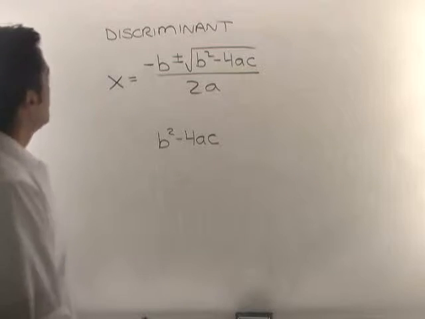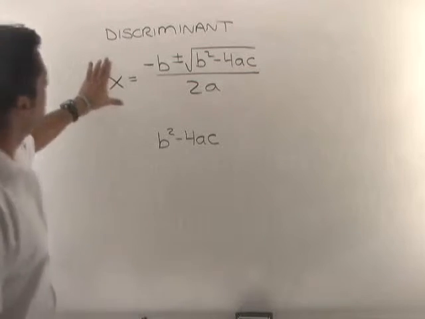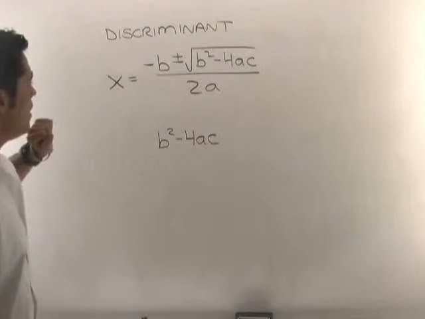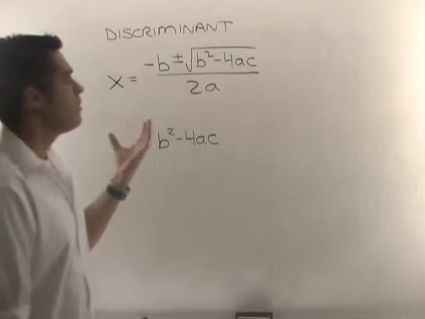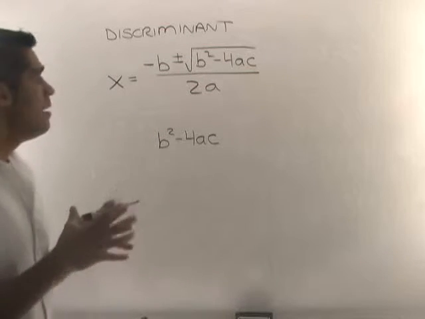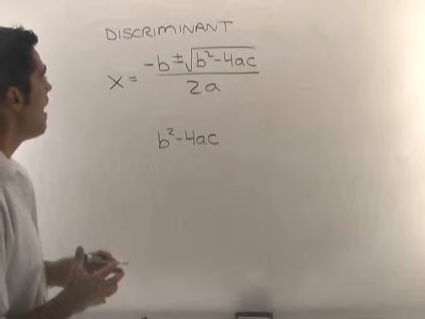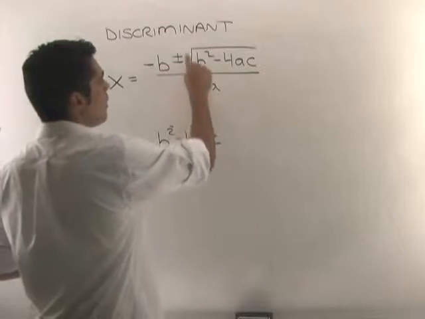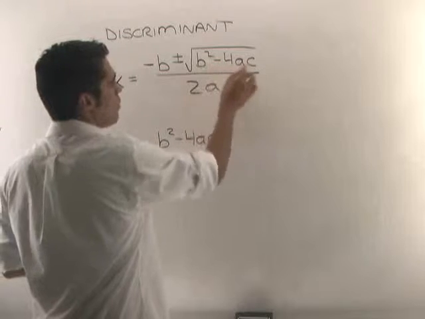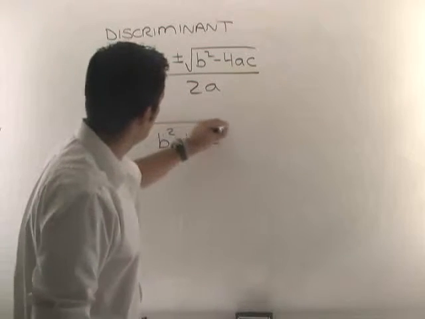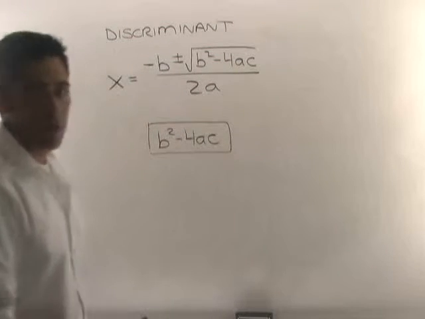Okay, let's talk about what's called the discriminant. As you can see up here, I have the quadratic formula. And there's something very important about the quadratic formula. It can tell us a lot about the types of solutions that we'll have. Now, underneath the square root, we have this b squared minus 4ac. The b squared minus 4ac is known as the discriminant.